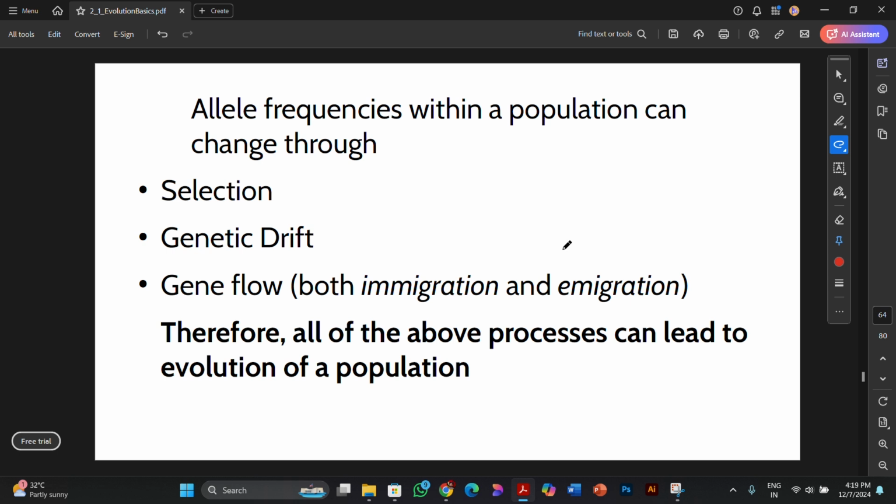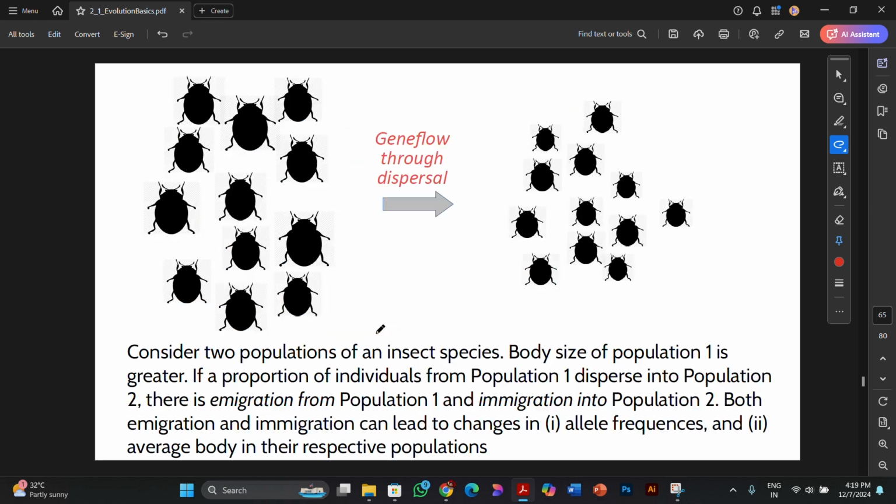Now, how can allele frequencies change? One is selection, another is genetic drift, and there can be gene flow too, emigration and immigration both. And for the gene flow, I have told you before, immigration from emigration to, sorry, emigration from immigration to.